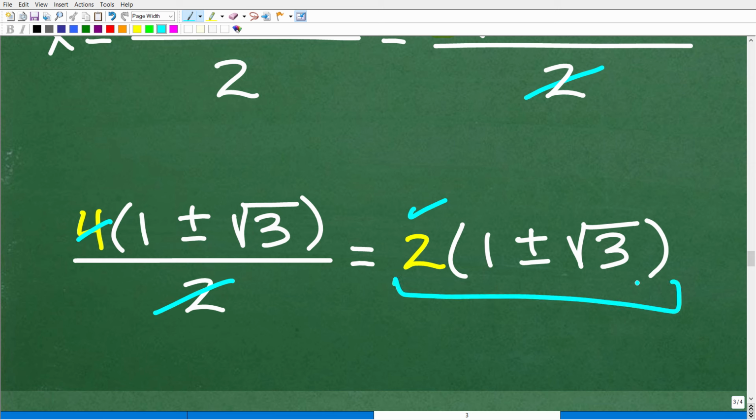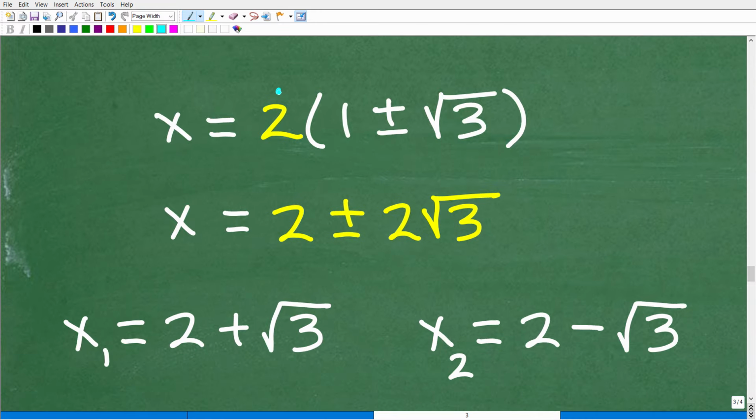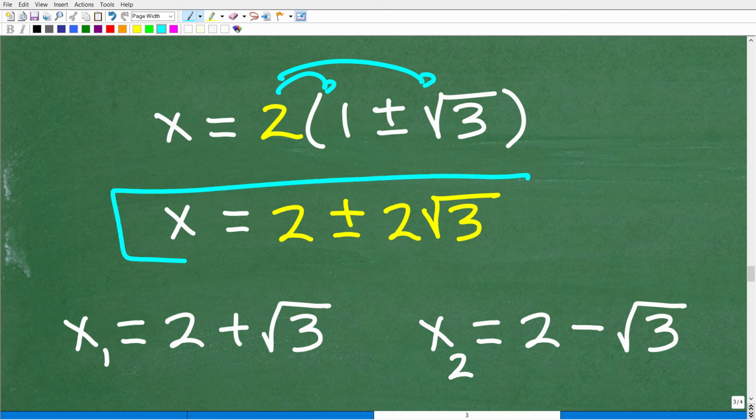And now at this point, this wouldn't be a bad answer, but really what you want to do is use the distributive property and multiply that 2 back in. Okay, so here is going to be our final answer. So we're going to multiply that 2 back in. So we got 2 plus or minus 2 square root of 3, and this is the answer.